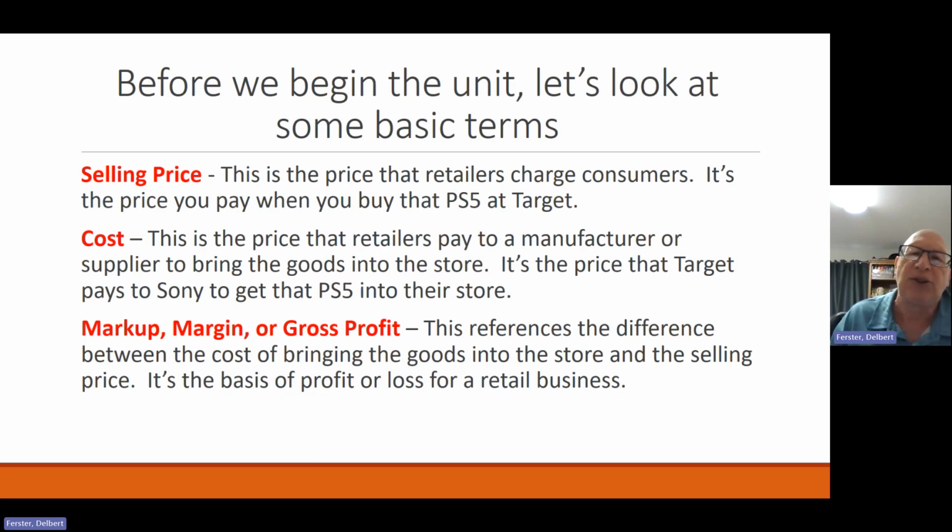Some basic terms. Think about selling price as the price that a retailer might charge. So if I were to walk into Target and I want to buy a PlayStation 5, selling price is what they're going to charge me as a purchaser of that item. The cost reference point is how much did Target pay to Sony or to the supplier to get that PlayStation 5 into their store. And then the difference between those two amounts is the markup or margin as it relates to that particular item. In general, you would expect that Target would pay less to get the PlayStation 5 than they would turn around and sell it to me so that they can make a profit on the sale.